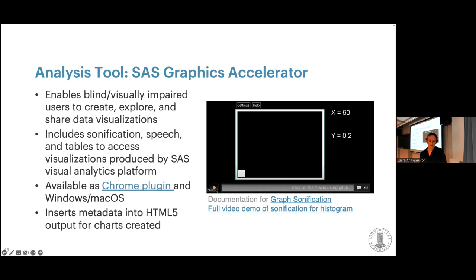So data points that are low on the y-axis have a low pitch, and data points that are high on the y-axis have a high pitch. The x-axis is mapped to your left and right speakers. The data points on the left side of the x-axis are in your left speaker, and the data points on the right side of the x-axis are in your right speaker. Let's play this graph from left to right.